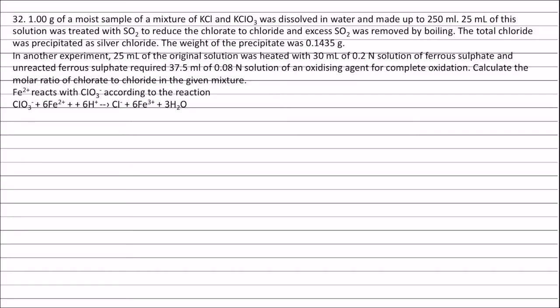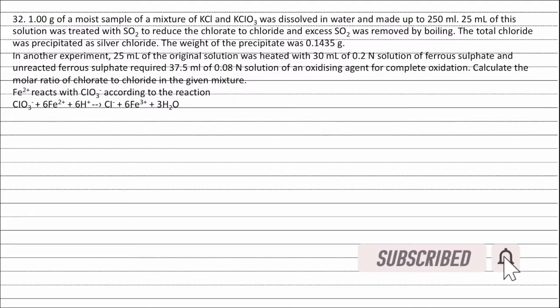Calculate the molar ratio of chlorate to chloride in the given mixture. Fe2+ reacts with ClO3- according to the reaction ClO3- + 6Fe2+ + 6H+ forming Cl- + 6Fe3+ + 3H2O. Now from this equation, it can be seen that the valency factor of chlorate is 6.